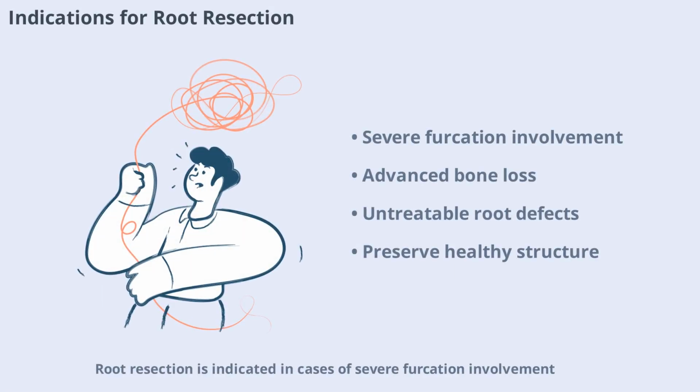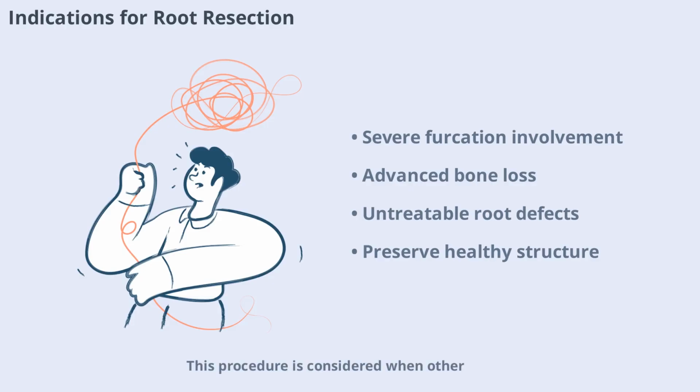Root resection is indicated in cases of severe furcation involvement, advanced bone loss, or untreatable root defects. This procedure is considered when other treatments have failed or are not feasible. The goal is to remove the affected root while preserving as much healthy tooth structure as possible. Careful case selection is essential to ensure the best possible outcome for the patient.